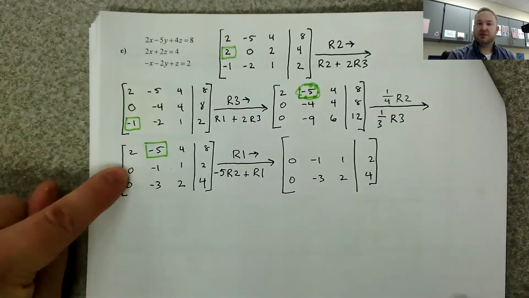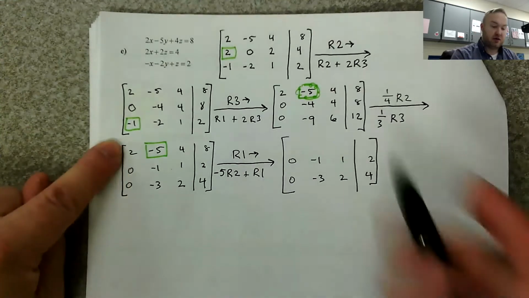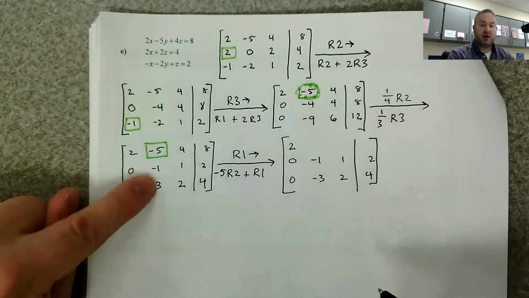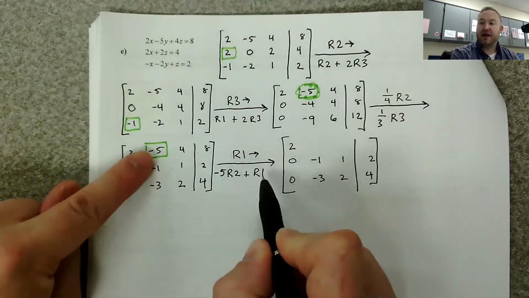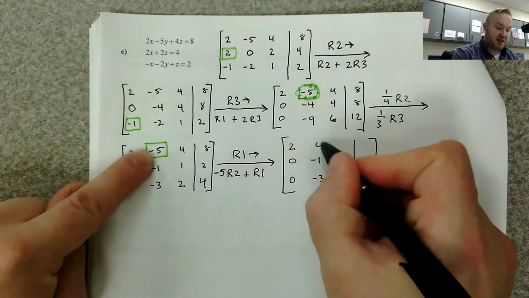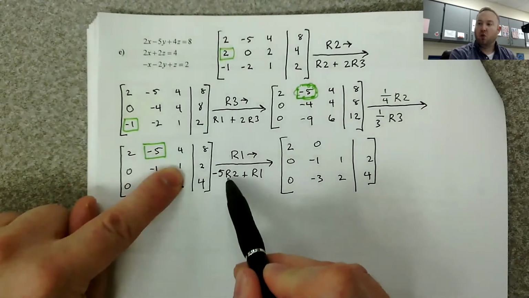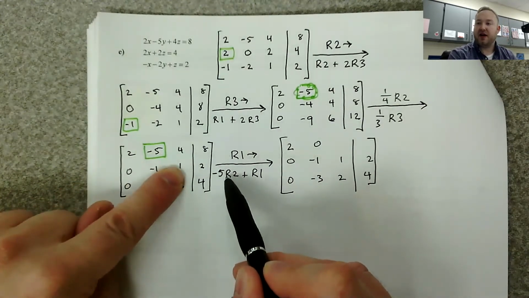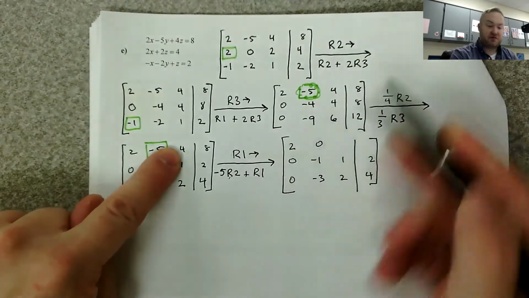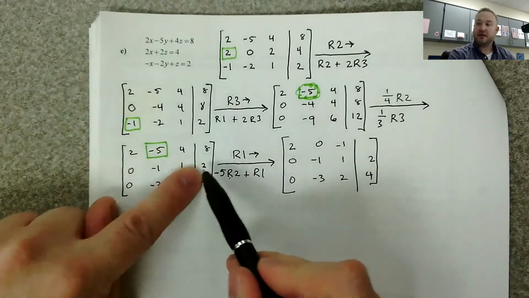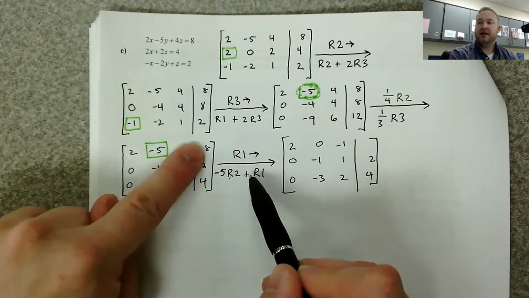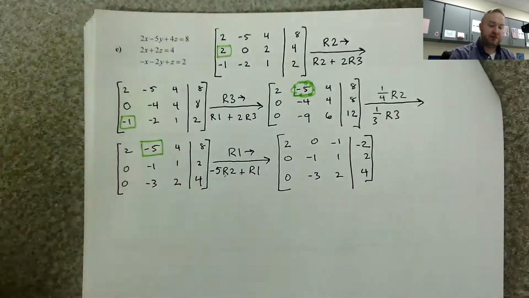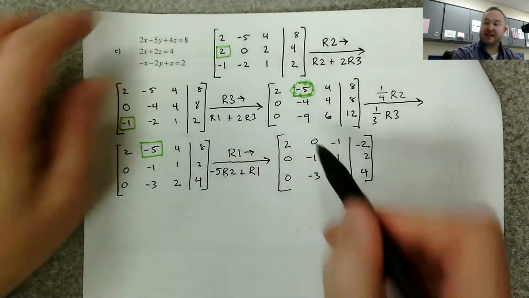So 0 times -5 is 0. 0 plus 2 is 2. And then we'll move on. -1 times -5 is 5. And then 5 plus -5 is 0. We'll move on. 1 times -5 is -5. -5 plus 4 is -1. Lastly, 2 times -5 is -10. -10 plus 8 is -2. Excellent. Okay, we got that 0 into place.